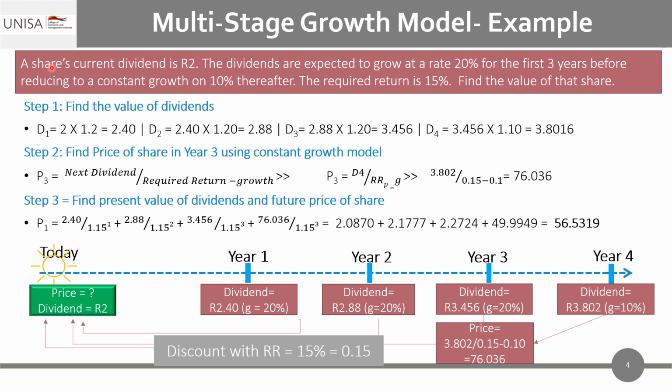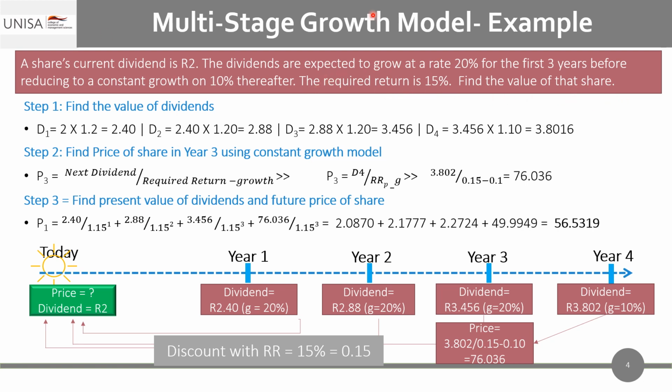Now we are doing a slightly more complicated example. In this example, let's say a share's current dividend is 2 rand. The dividend is expected to grow at the rate of 20% for the first 3 years before reducing to a constant growth of 10% thereafter. The required return is 15%. Find the value of that share.